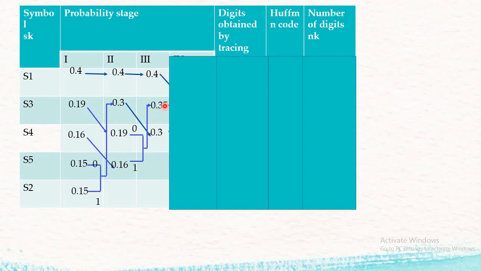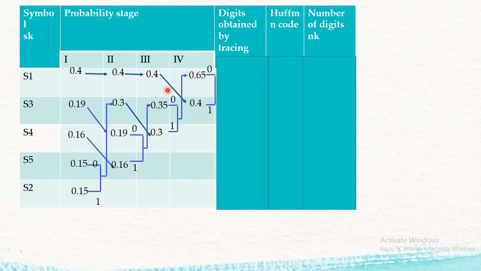Then we focus on the last two bits. The second last is assigned a 0, the last one is assigned a 1. So for 0 and 1 we take the addition, which comes out to be 0.65. Where will this 0.65 go? It will take the first position, and the 0.4 from the first position goes to the second position, then this one is 0 and 1.